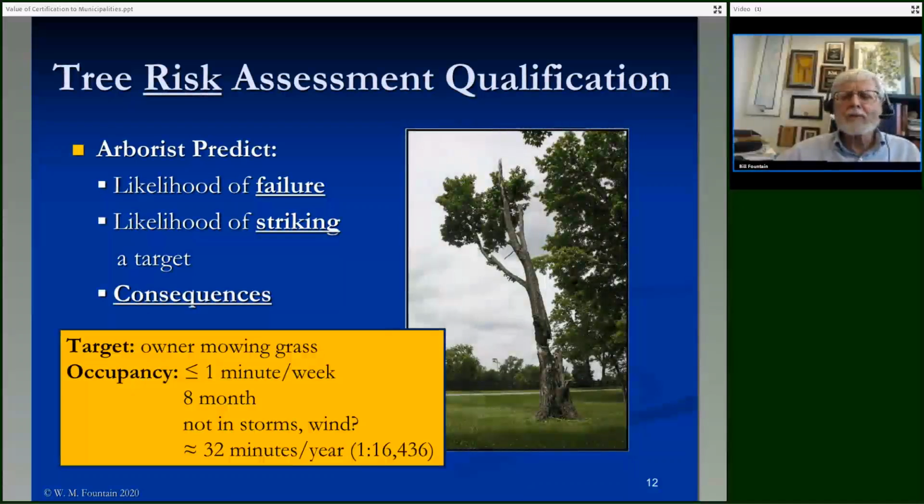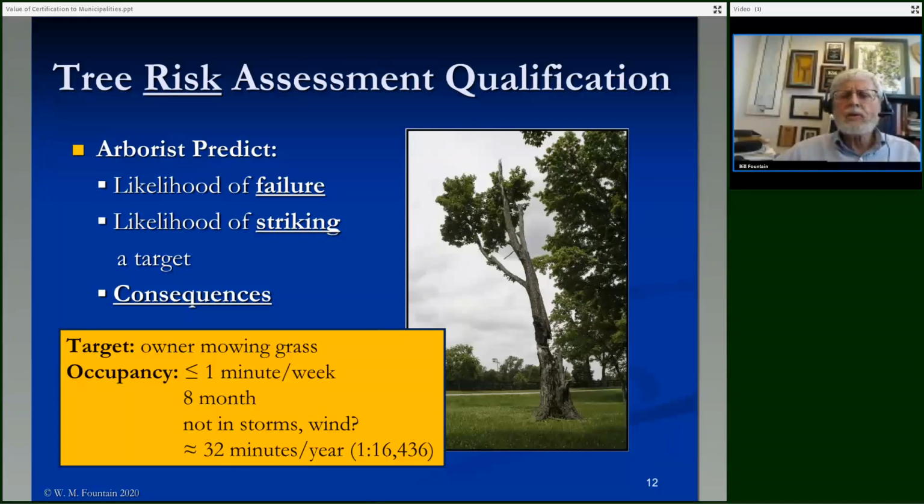This was a tree that I was driving down the road that you see in the background, and I looked at it, and like all of you, it immediately caught my eye, and I said, OMG, this is one of those OMG trees. Look at that thing. So the likelihood of failure of this particular tree is quite high. There's really not much holding it up, but the likelihood of striking a target is very, very low. But the consequences, if that did hit an individual being a target, would be very, very severe.